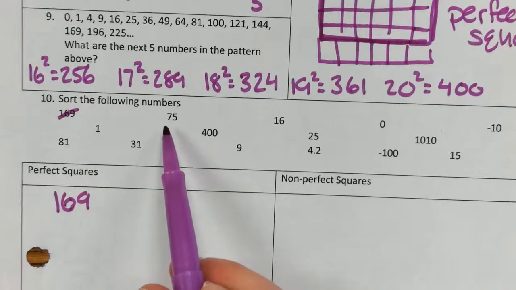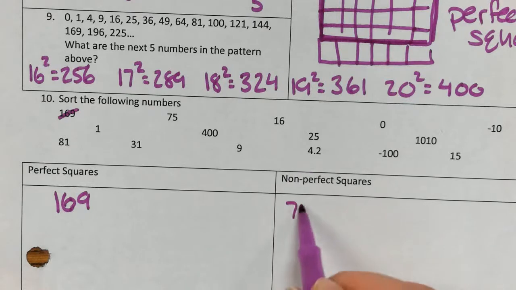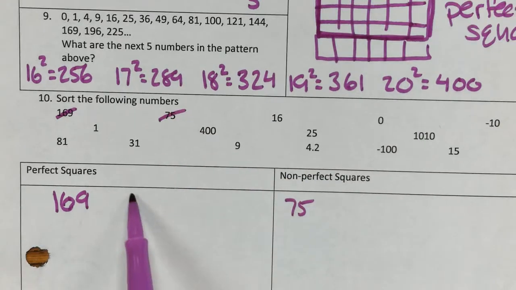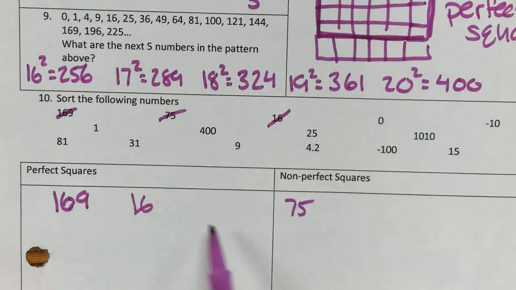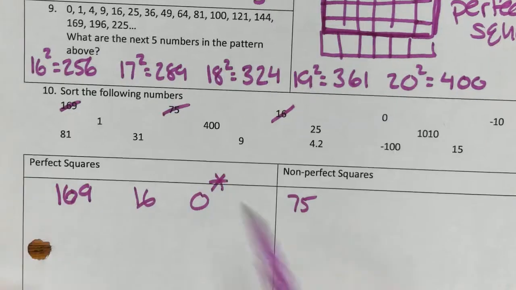Okay, is 75 a perfect square? No. 16? 0? Okay, this one's important. On your test, you're going to have a question that says circle all the perfect squares, and people forget to circle 0. You have to remember that 0 is a perfect square because 0 times 0 is 0.